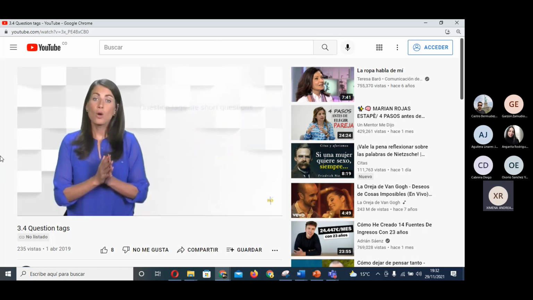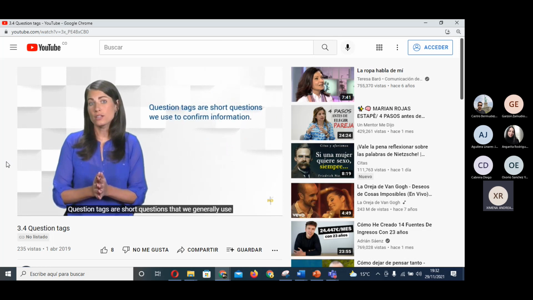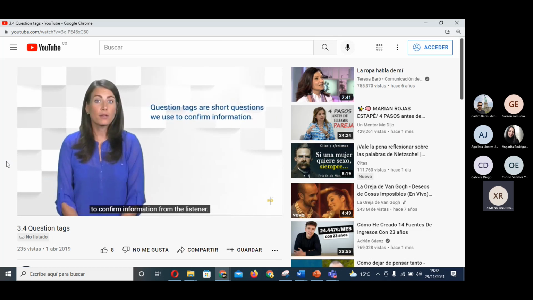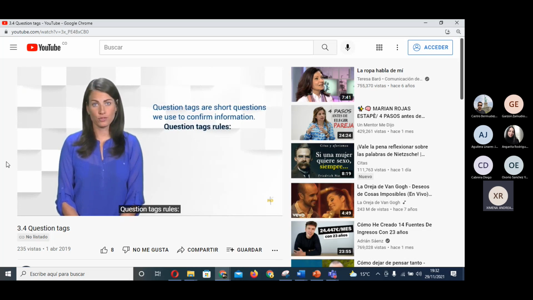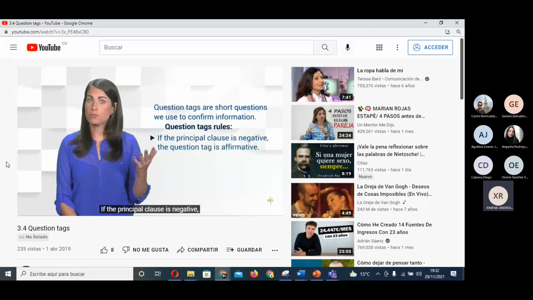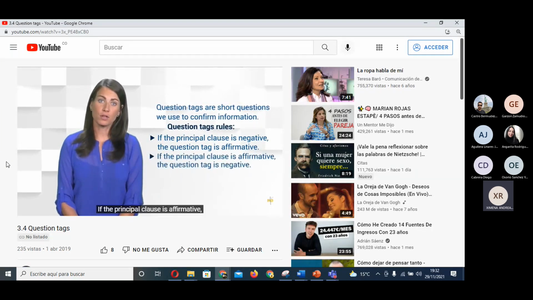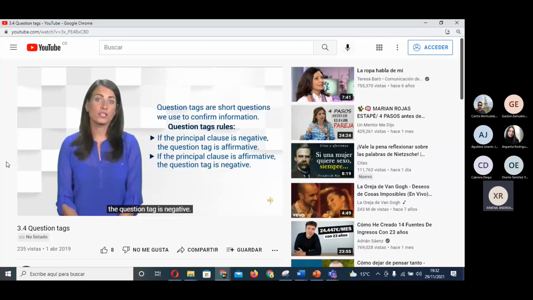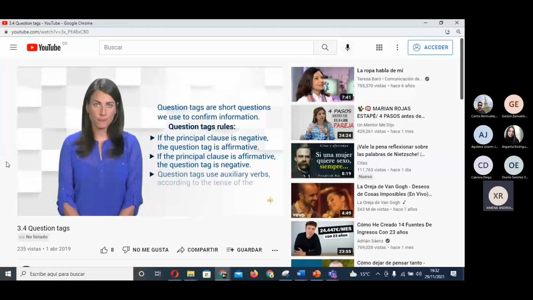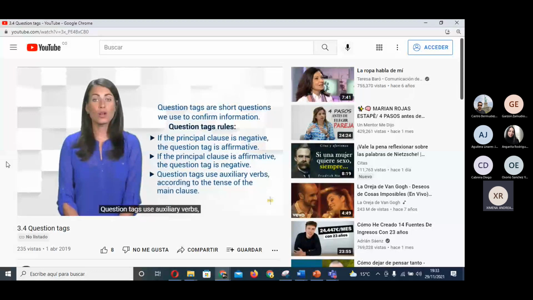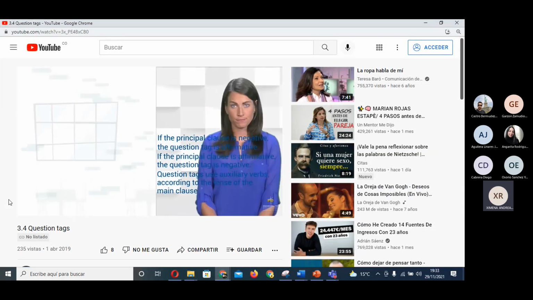Let's sum up. Question tags are short questions that we generally use to confirm information from the listener. Question tag rules. If the principal clause is negative, the question tag is affirmative. If the principal clause is affirmative, the question tag is negative. Question tags use auxiliary verbs according to the tense of the main clause.